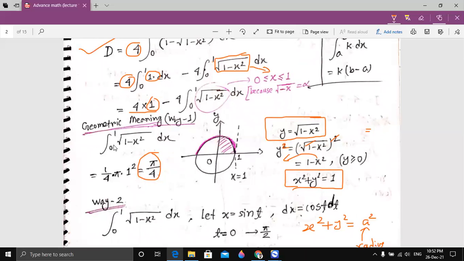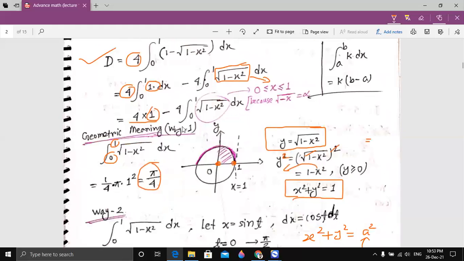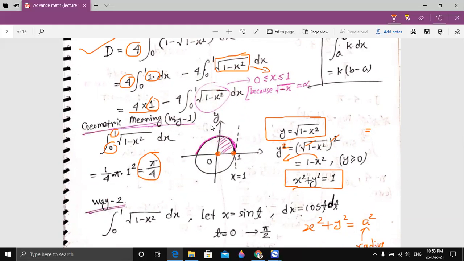Now if you look at the limit, integration of 0 to 1, this is our 0 point, and this is our 1 point, right? And then firstly we have to calculate the integration value of this function, and then we can calculate how it looks. Oh, sorry. As we are using the geometric meaning, you can see our radius is 1, right?